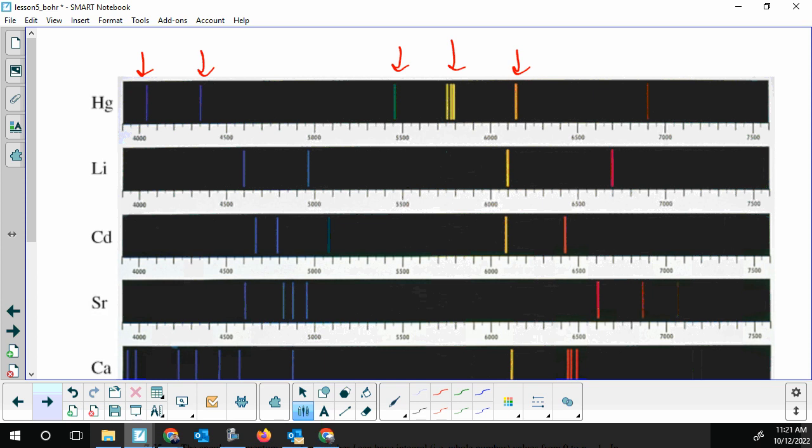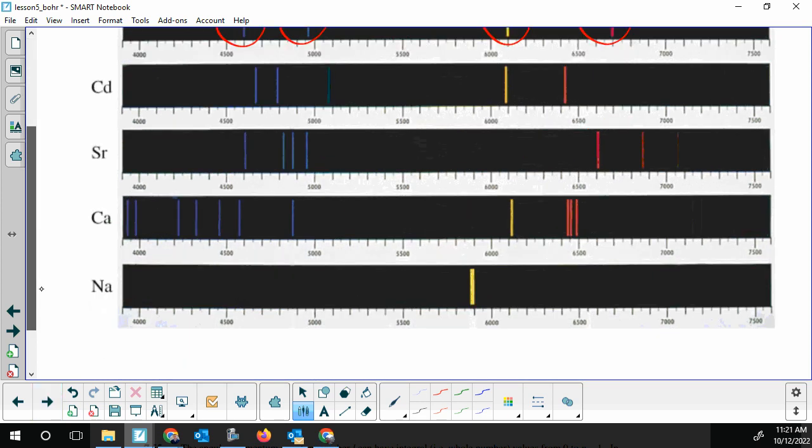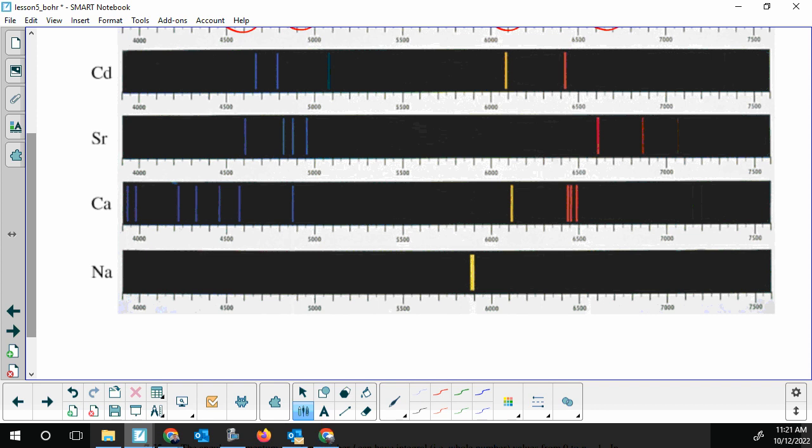Lithium, you see very different lines. A couple blue, a red. Every element has characteristic colors. If you kind of go down to the bottom, sodium, you tend to see a bunch of yellow lines close together. There's a couple lines there.